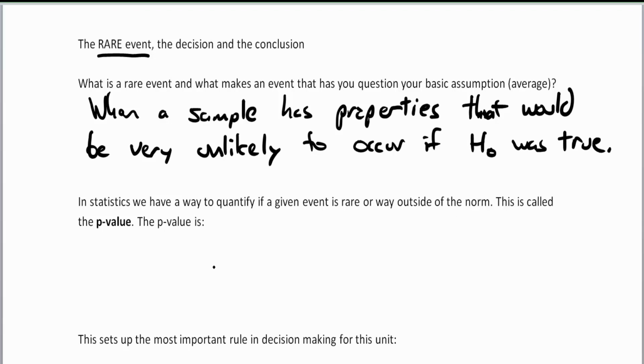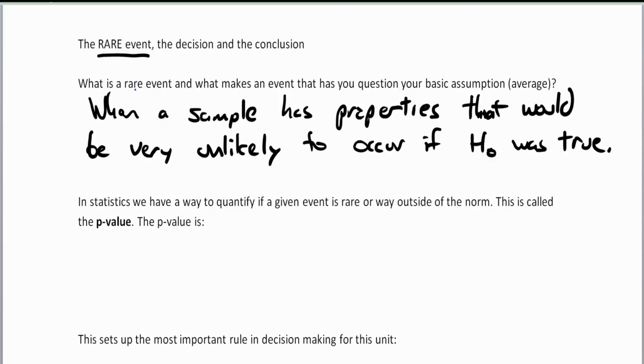So if I give you a null hypothesis, let me just throw out one that the average college student equals 20 years old in age. Well, if we get a representative sample of a college population, and it has properties that would be very unlikely to occur if the 20-year-old average was true, then I might have to question whether or not the 20 years was correct.